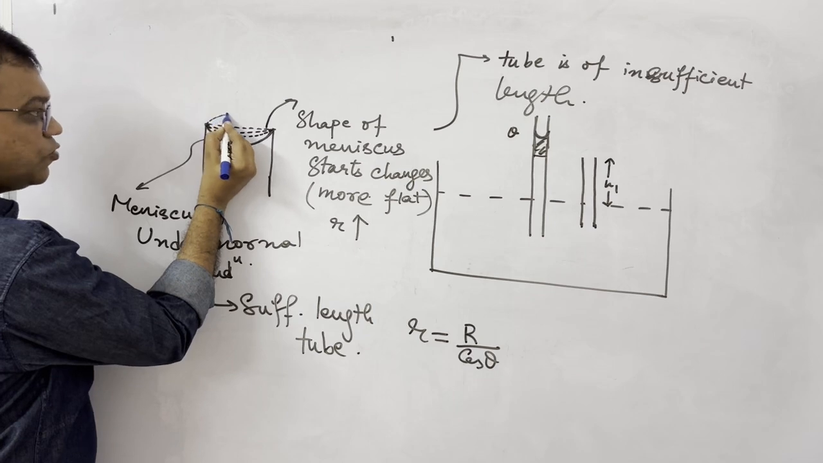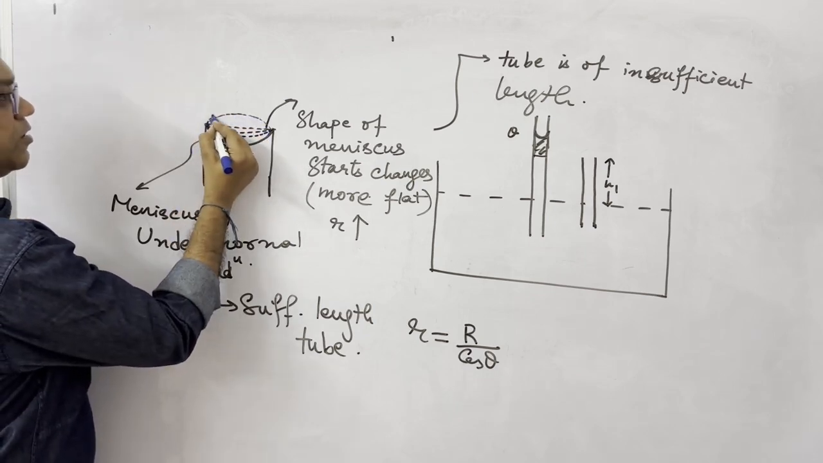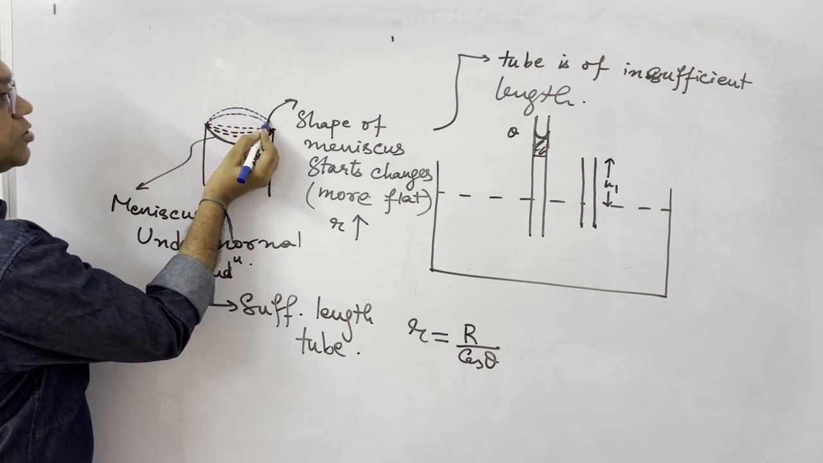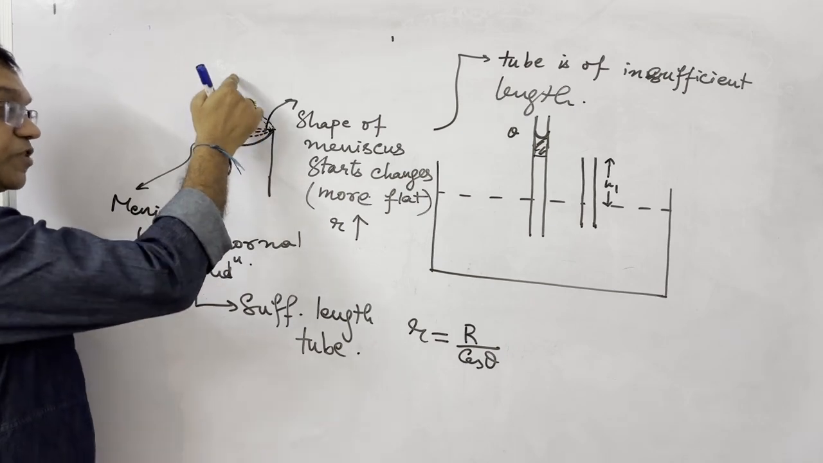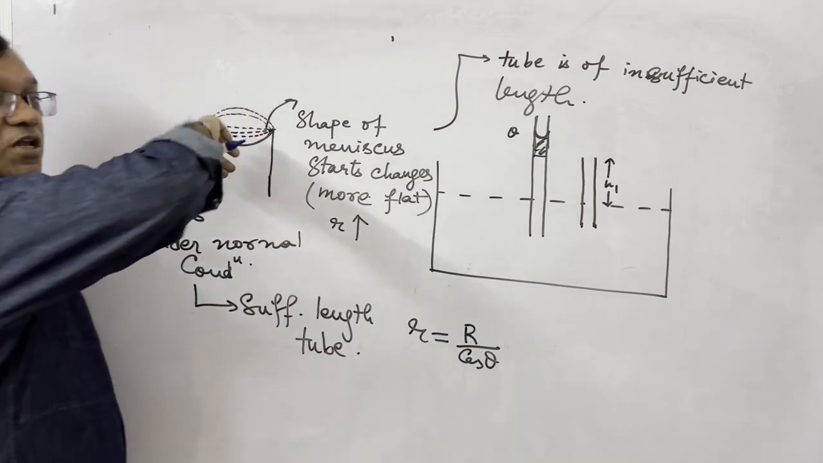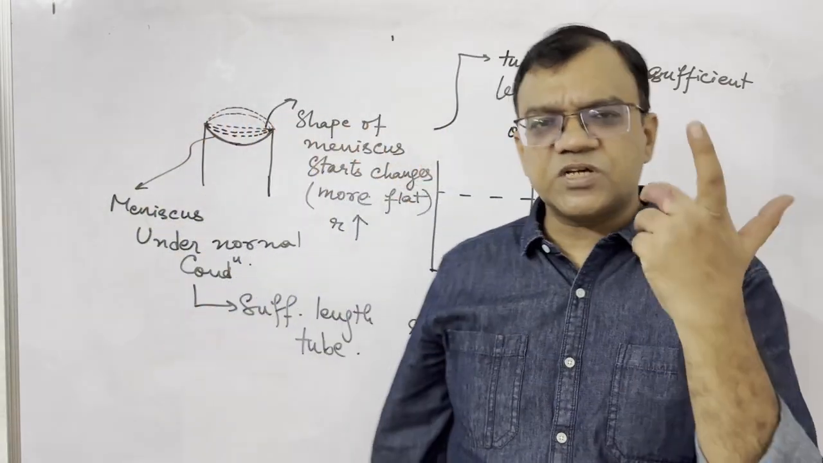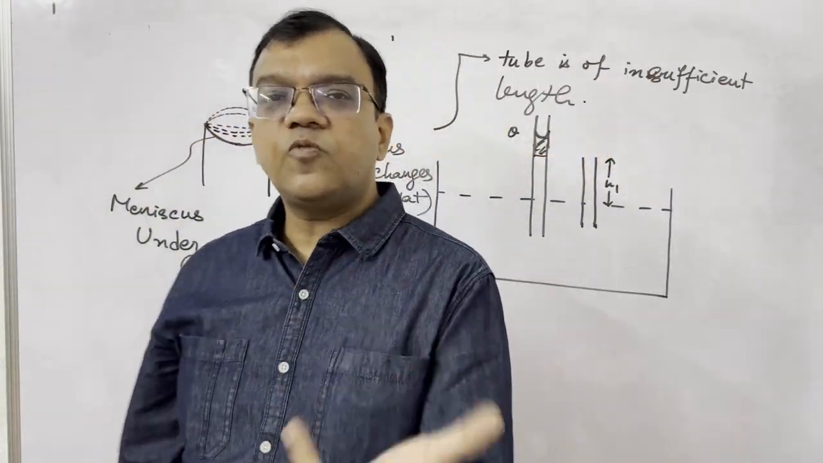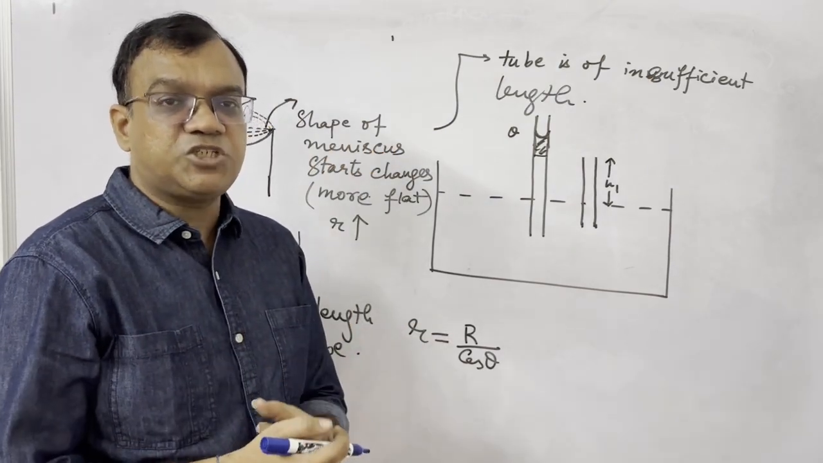It may go this way also. It may go this way also. The shape of the meniscus can take this way. So the shape of the meniscus is changing, but the liquid is not coming out. Just imagine if the liquid were coming out, then how easy it would be to generate energy.